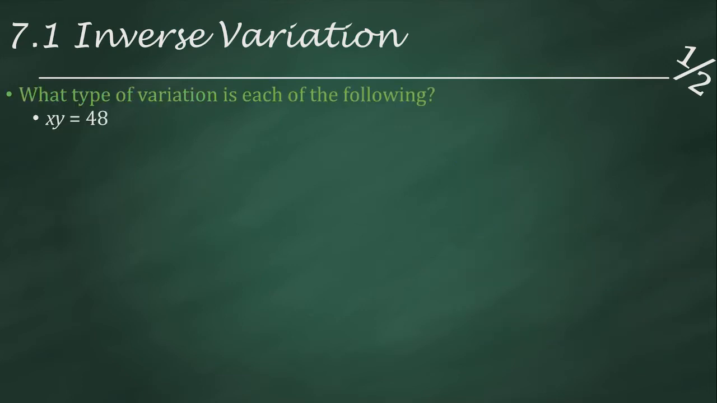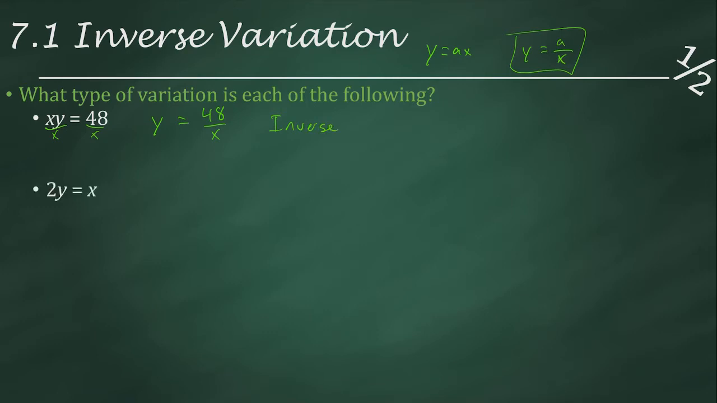So what type of variation do we see here? xy equals 48. Both of the equations we had, y equals ax and y equals a over x, were solved for y. So let's solve this one for y. Divide both sides by x, and you get y equals 48 over x. That one looks like this one here, which was inverse.